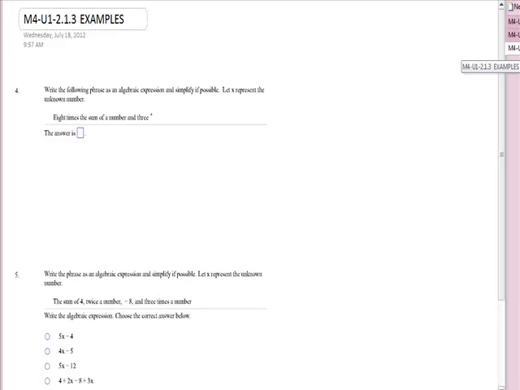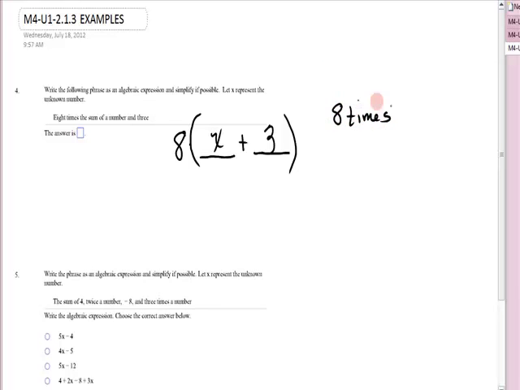Now we see something a little different here. It says 8 times a sum. Now a sum, remember, is an addition. The sum of what? A number, that'll be x, and 3. Now I have something missing. This right now looks like 8 times just the number, but I'm supposed to have 8 times the whole sum. That tells me I need parentheses. The expression does not say parentheses, but it said 8 times a sum. And if that's the case, that sum has to go in parentheses.